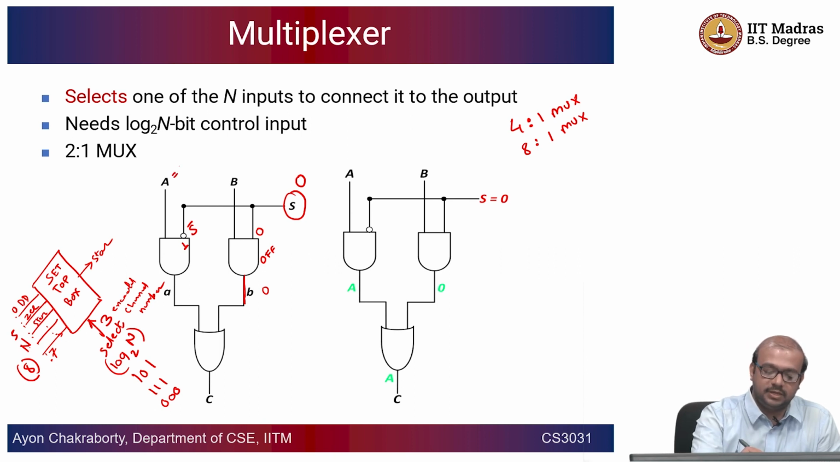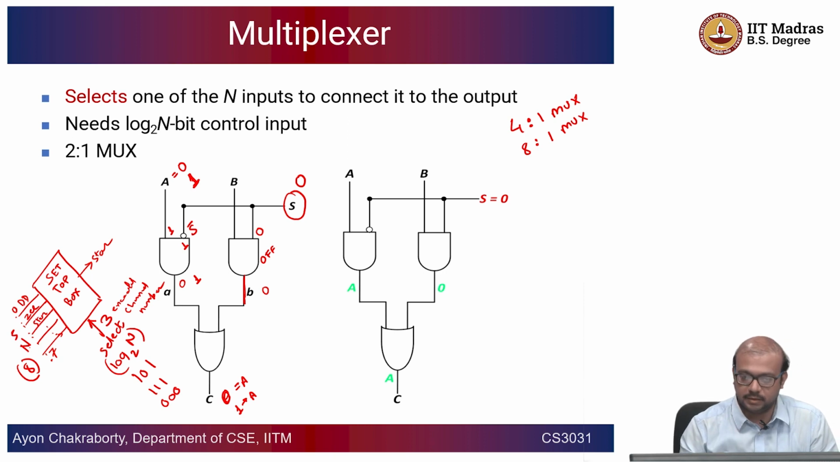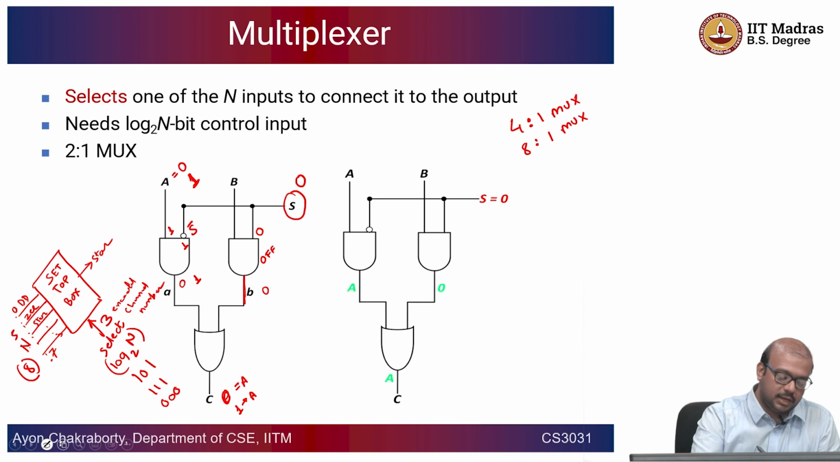Now, if A is equal to 0, the output is going to be 0 here. It does not matter what the value of B is. B could be 0, B could be 1, it will still be 0, which is equal to A. If A is 1, then this is 1, and this one is also going to be 1, which is A. Again, it does not matter what the value of B is. However, if you choose the other way around, suppose S is equal to 1, then S bar is equal to 0. So you are switching it off.